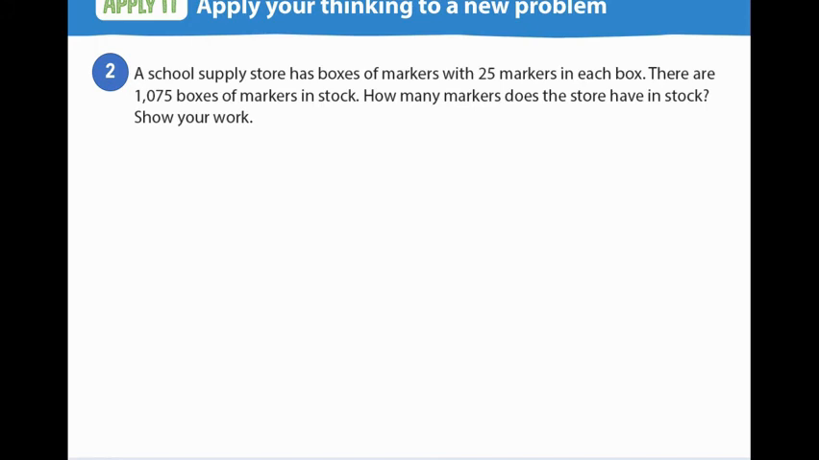Problem 2, still applying your thinking. A school supply store has boxes of markers with 24 markers in each box. There are 1,075 boxes of markers in stock. How many markers does the store have in stock? Okay, so think to yourself, there are 24 markers in each box, and there are 1,075 boxes of markers. Think to yourself how I'm going to set this problem up and what strategy is best for you.